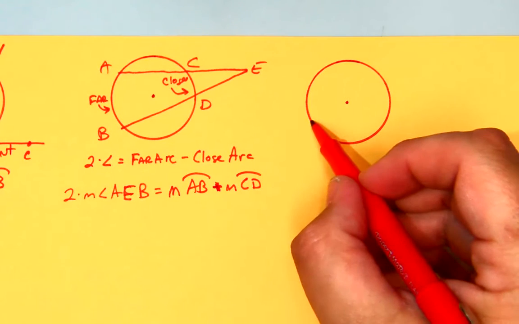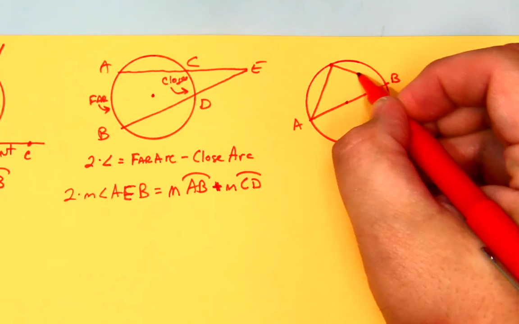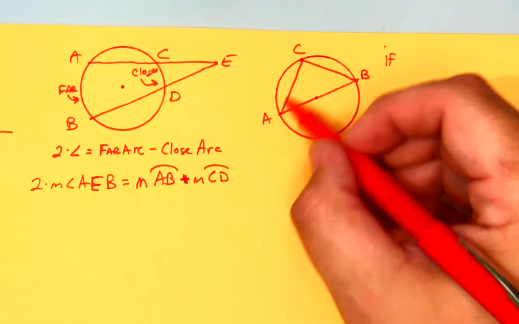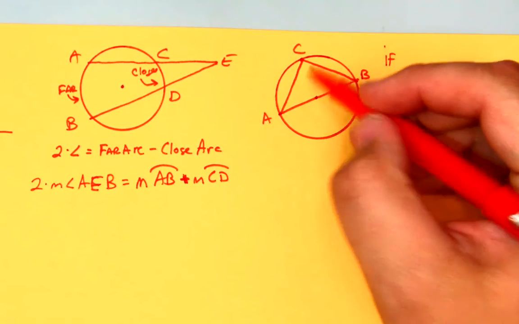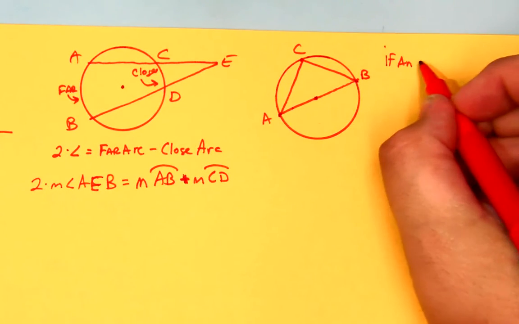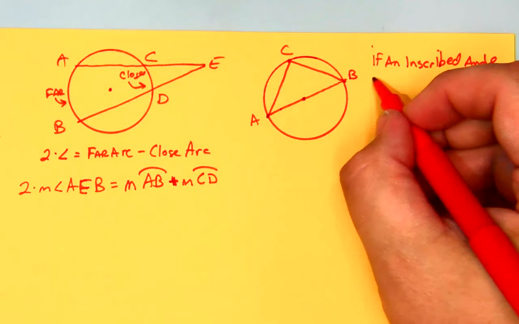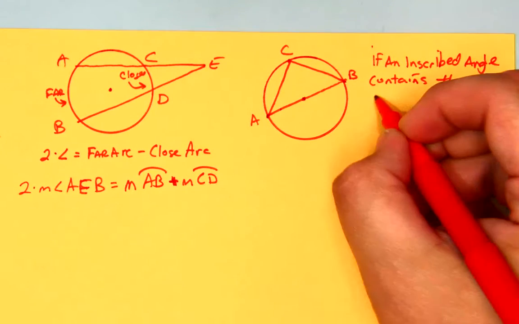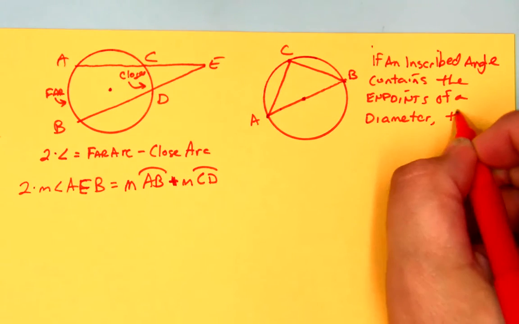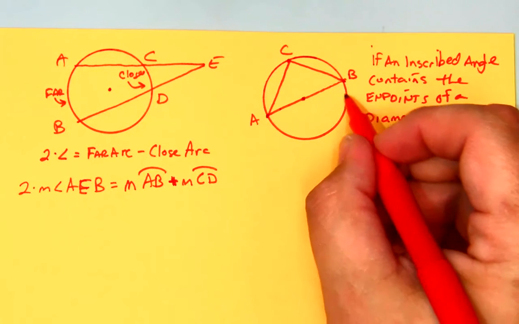Now, some other big ideas that you're going to want to deal with. Now, angle C here, the endpoints of the 2 chords that make angle C are the endpoints of a diameter. So if an inscribed angle contains the endpoints of a diameter, then the measure of the angle is equal to 90 degrees. Because the diameter cuts half of the circle.